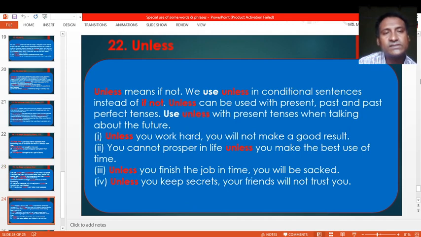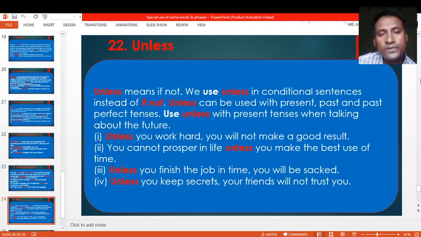Unless. Unless is used in a conditional sentence. Unless means if not. We use unless in conditional sentences instead of if not. Unless can be used with present, past, and past perfect tenses. Use unless with present tenses when talking about the future. Unless you work hard, that means if you do not work hard, you will not get a good result.